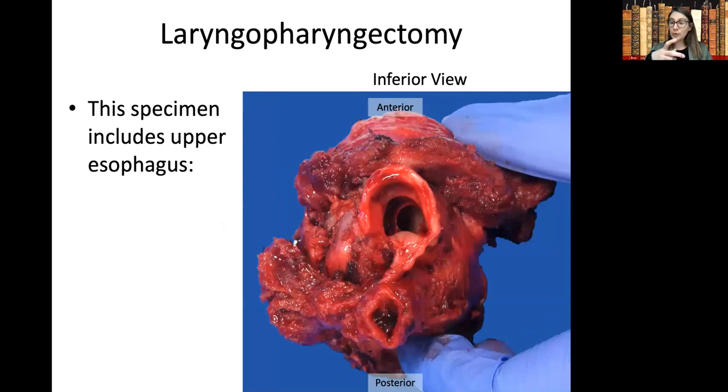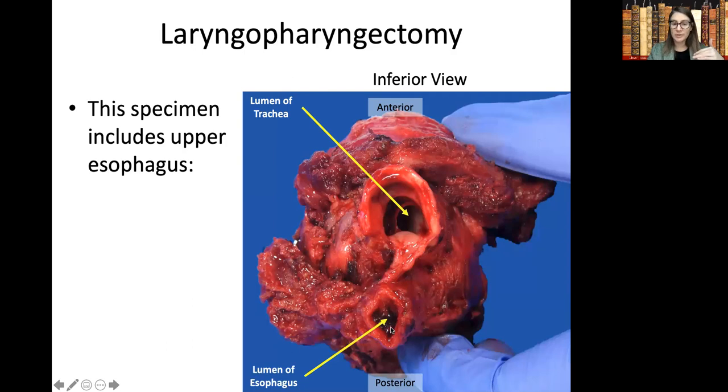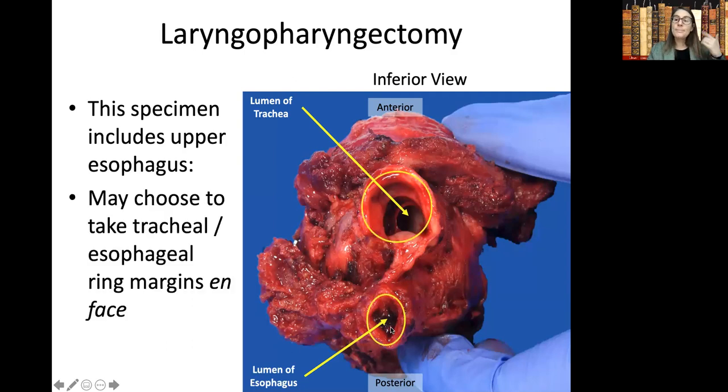Here we have the inferior view flipped over. We have, again, the lumen of the trachea. Here we see the tracheal ring, right, which is sort of C-shaped. And then we see the lumen of the esophagus posterior to the trachea. So one may choose, in this case, to take both the inferior tracheal and the esophageal ring margins en face as 2 millimeter snips and cassette those right away. You have both of your mucosal inferior margins done in this case, if that's what you choose to do.